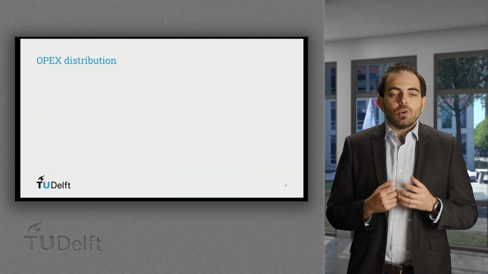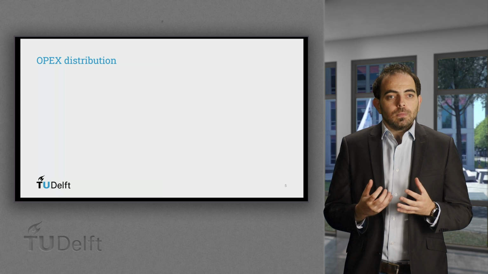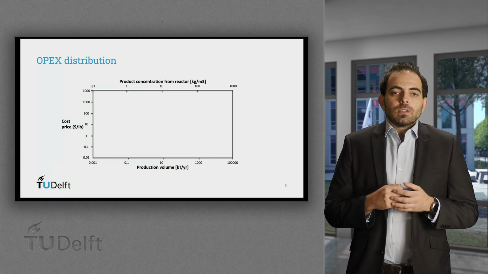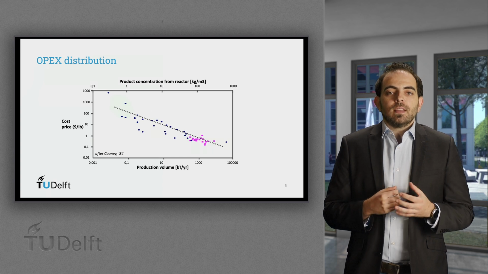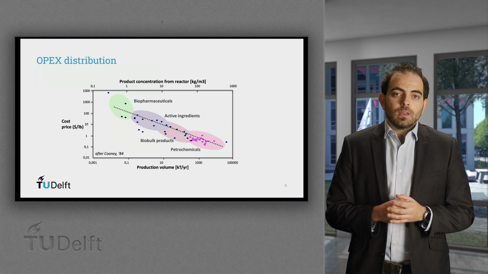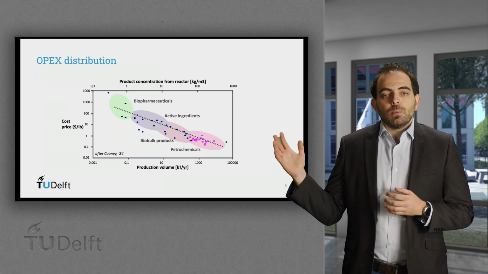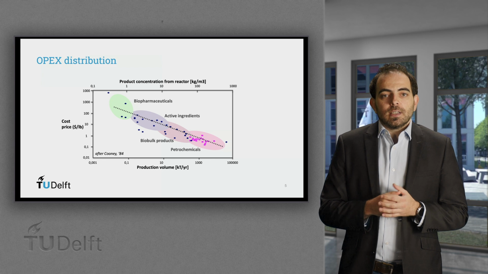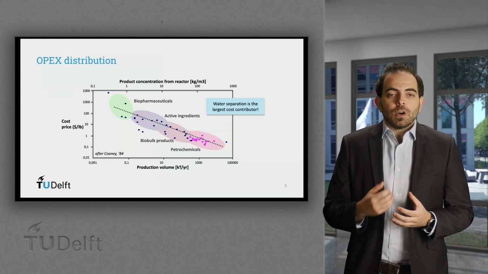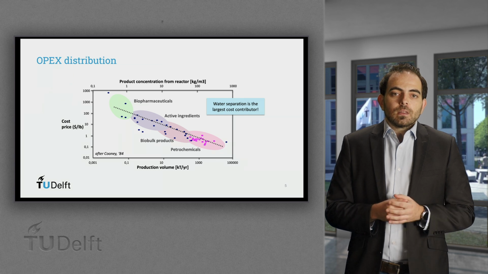Operational expenditures are also influenced by the product type. In this overview of biotechnological products, the cost price of the product is related to the production volume or the product concentration in the reactor. You see that the more diluted a component is, the higher the costs are. Most of the costs are actually the separation of water from a process.